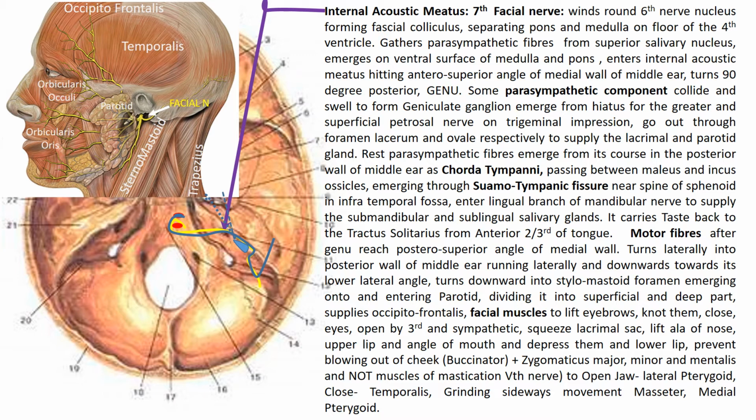Then it supplies the orbicularis oris, the levator labii superioris, the levator anguli oris, the depressor labii inferioris, and the depressor anguli oris. Then the mentalis muscle, the buccinator, the zygomaticus major and minor, and corrugator of the eyebrows. So these are the muscles that are supplied by the facial nerve in its extracranial course.